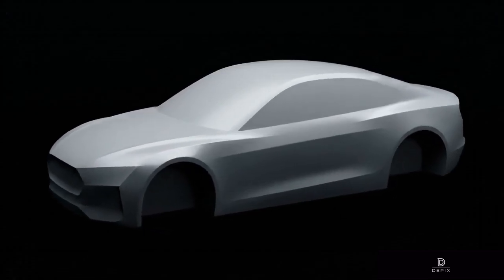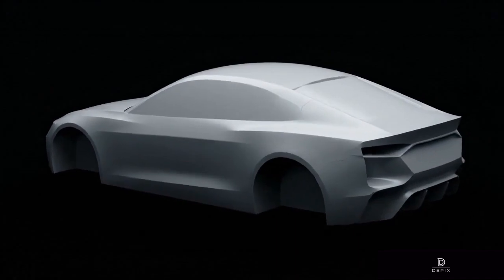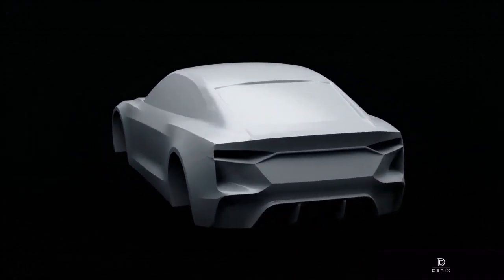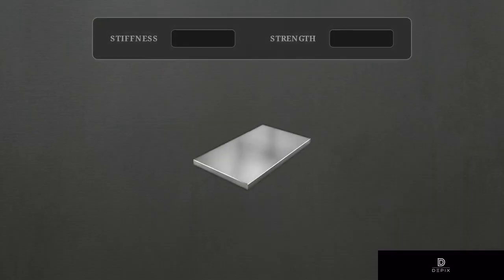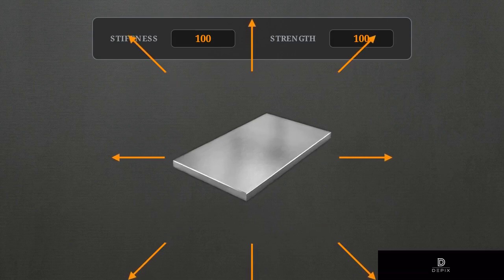Look at a standard computer-aided automotive render. It is a completely frictionless world, unbothered by physical realities. In CAD software, a material like steel is treated as a perfect monolith. You enter one number for stiffness and one number for strength. The software assumes those properties are identical whichever way you pull the metal.